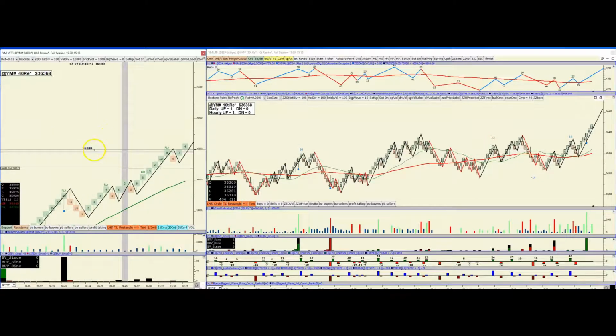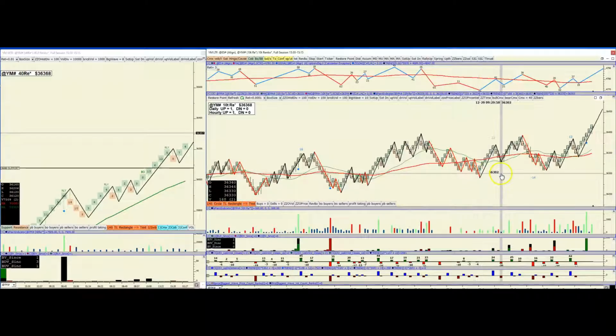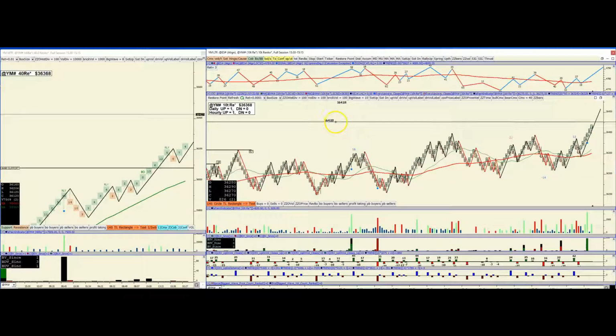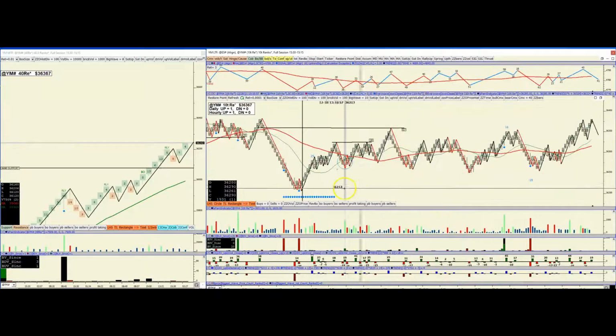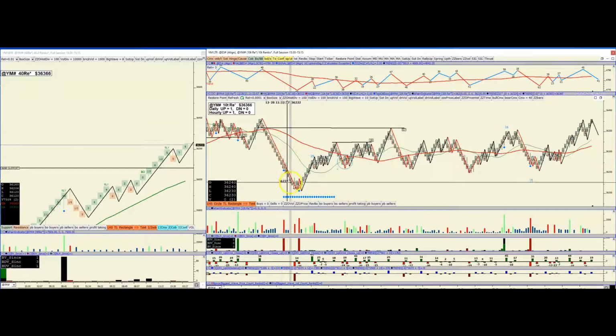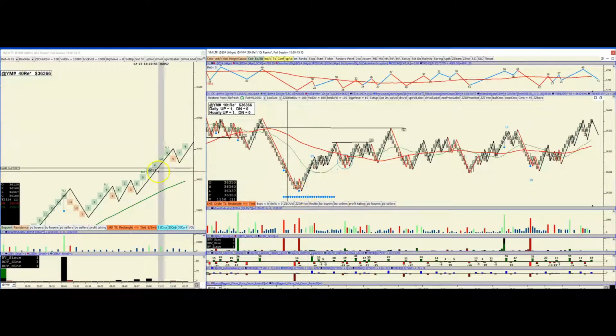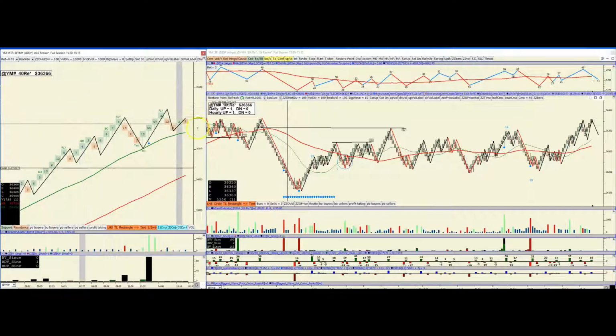All right, so it's just a quick review on the market. I will start right there. So what we see here is the market pulls back, and just make sure I'm at the right place.